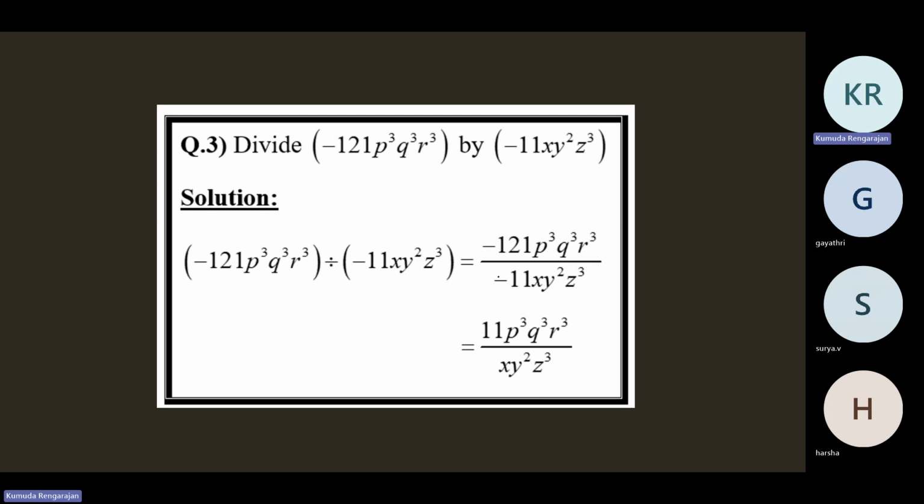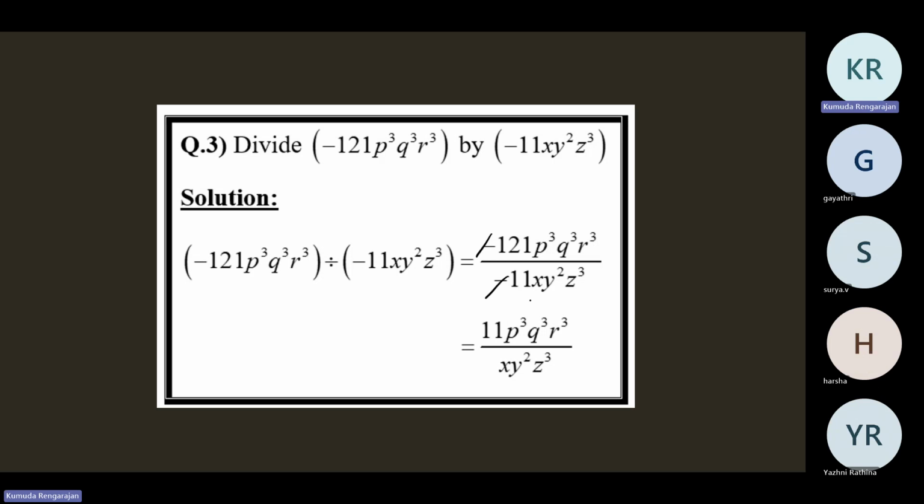So you need to divide one by the other. Minus and minus gets cancelled. 11 ones are, 11 11s are. Nothing else gets cancelled, so write the others as they are.